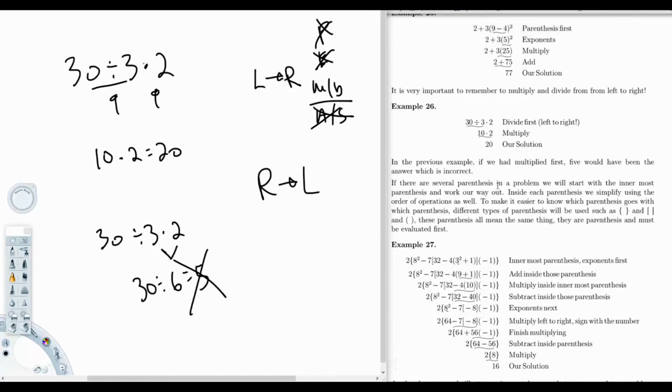If there are several parentheses in a problem, we will start with the innermost parentheses and work our way out. Inside each parenthesis, we simplify using the order of operations as well. To make it easier to know which parentheses goes with which parentheses, different types of parentheses will be used. Why, that's a lot of use. I've never used so many parentheses in one sentence.